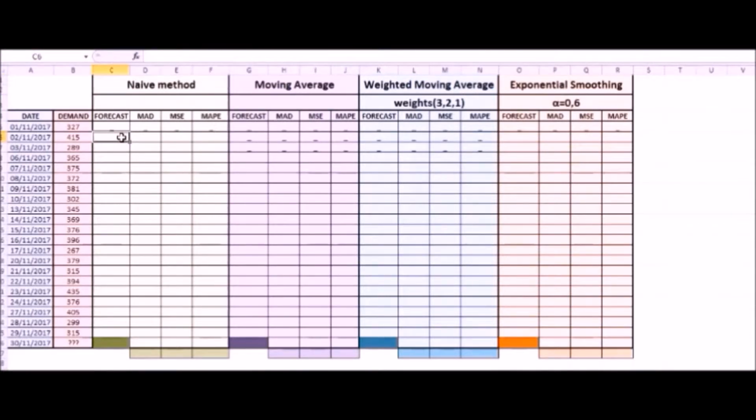Starting with the naive method, which states that all forecasts are said to be the value of the last observation, so the first forecast will be simply 327. The second one will be 415, and so on.